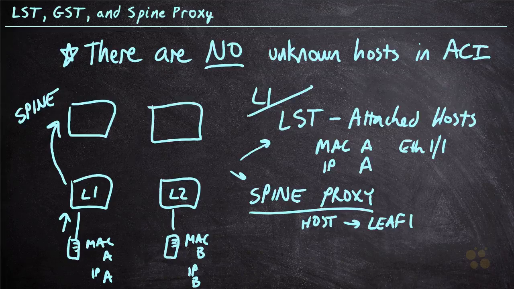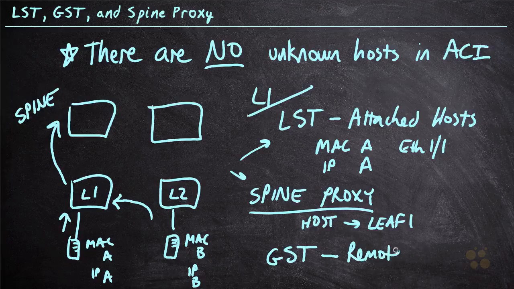Now back to leaf 1 for a moment. We mentioned earlier that leaf 1 needs to know where host B is, but it doesn't know that yet. And the spines don't proactively send that information down. So in a fashion that's similar to traditional networking, once MAC address B shows up on leaf 1 in some fashion, we're going to store that within what we call the global station table. And every leaf switch has a GST, just like it has an LST, but it's for remote hosts, remotely attached.